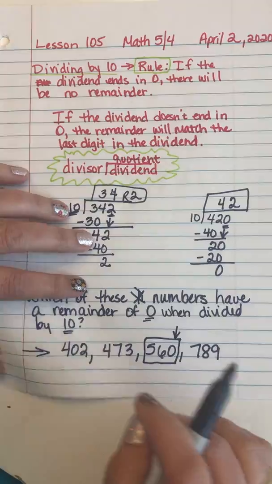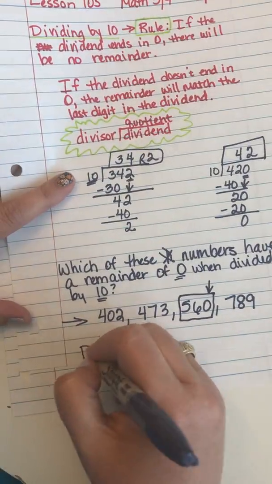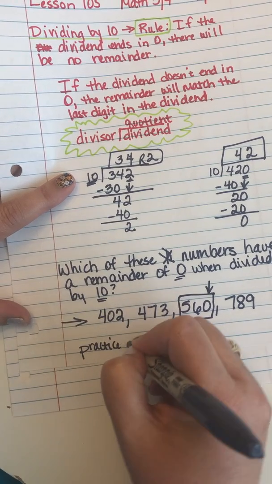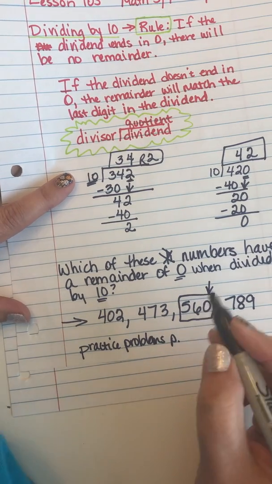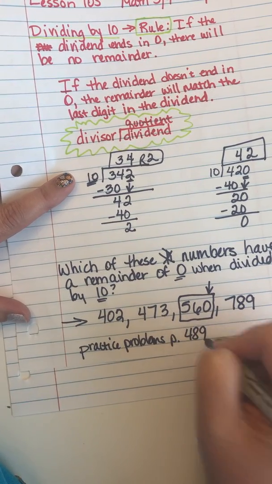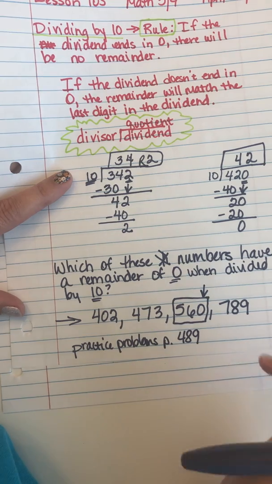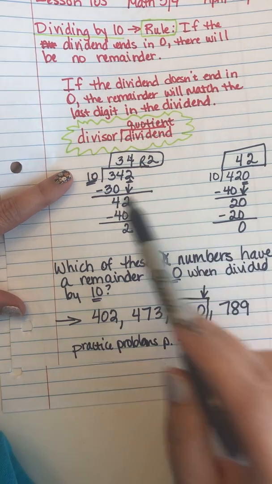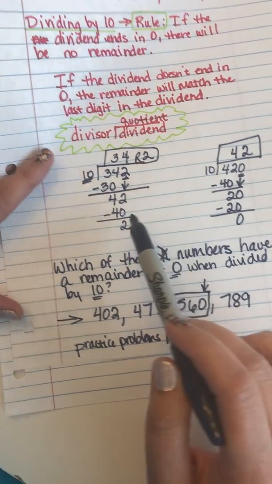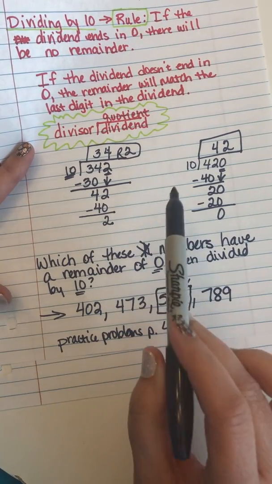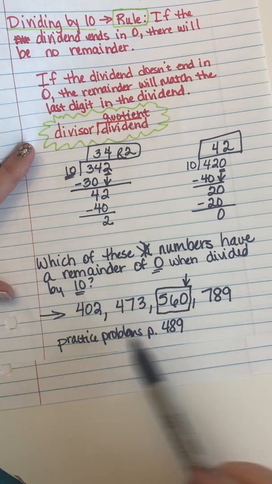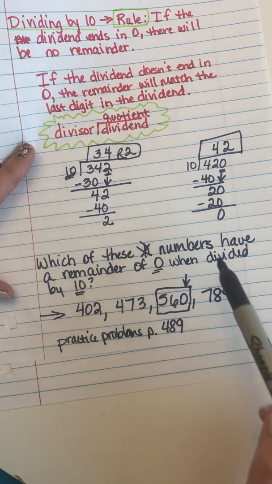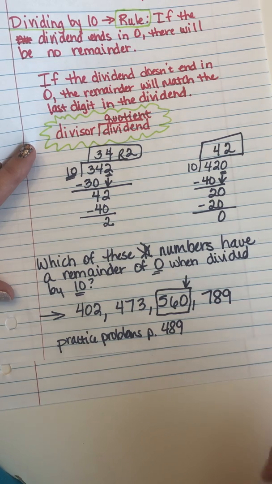Okay, so your practice problems are on page 489. There will be some that are division, like the two examples I did up here, that you'll need to just divide out. And then there will be some that are similar to this last one and ask which of these numbers have a remainder when divided by 10.